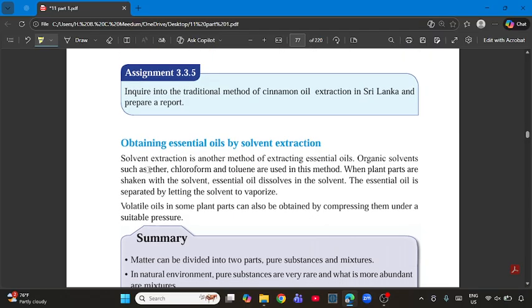Obtaining essential oils by solvent extraction. Solvent extraction is another method of extracting essential oils. Organic solvents such as ether, you remember these ones, chloroform and toluene are used in this method. When plant parts are shaken with a solvent, essential oil dissolves in the solvent. The essential oil is separated by letting the solvent vaporize. Volatile oils in some plant parts can also be obtained by compressing them under suitable pressure.